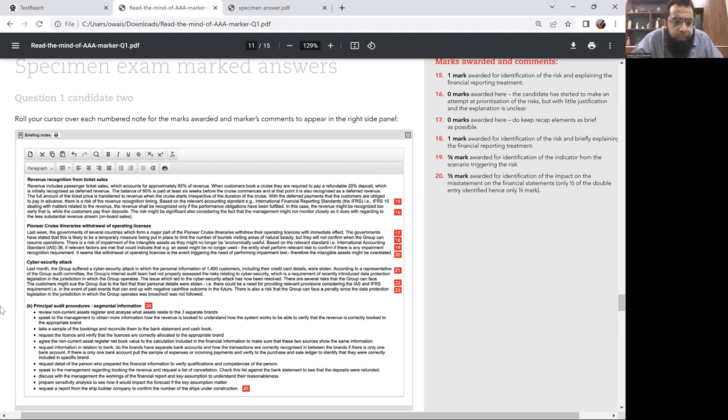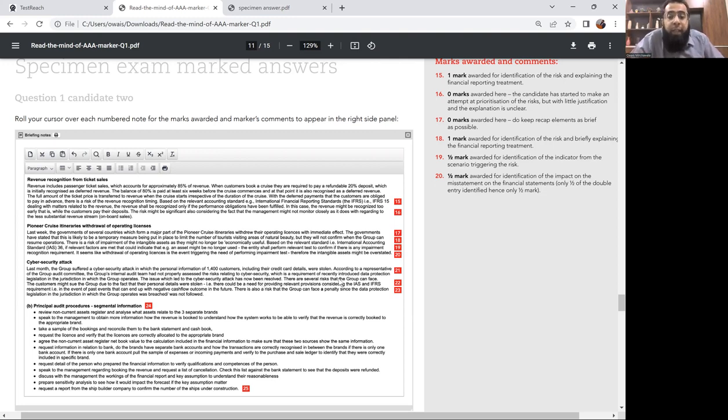Okay. Then cybersecurity attack. Last month, the group suffered a cybersecurity attack in which the personal information of 1,400 customers, including their credit card details, was stolen. According to the representative of the Group Audit Committee, the group internal audit team has not performed the risk assessment relating to cybersecurity, which is a requirement of recently introduced data protection legislation in the jurisdiction in which the group operates. The issue which led to the cybersecurity attack has now been resolved. Again, 2.5 lines wasted on just repeating the question.